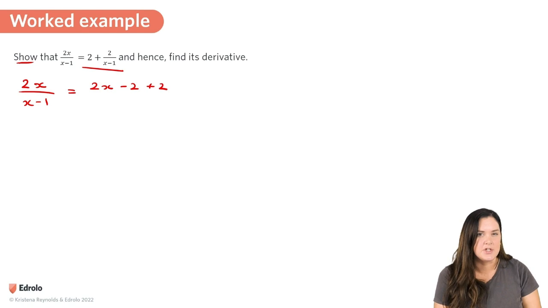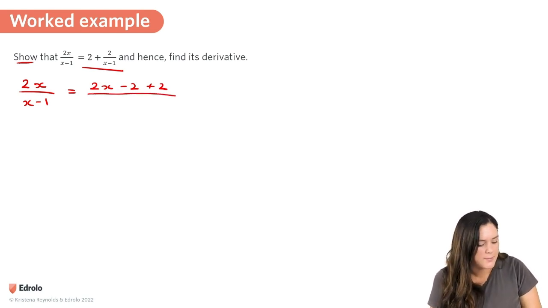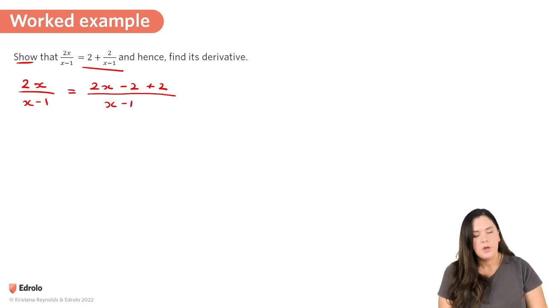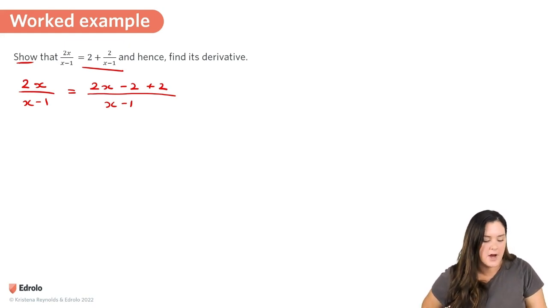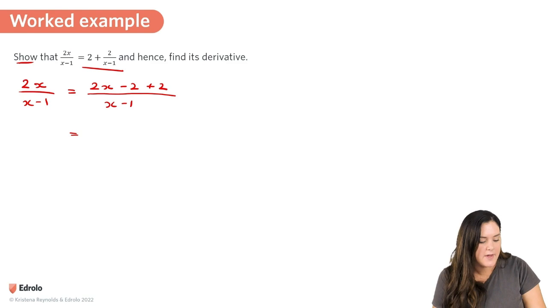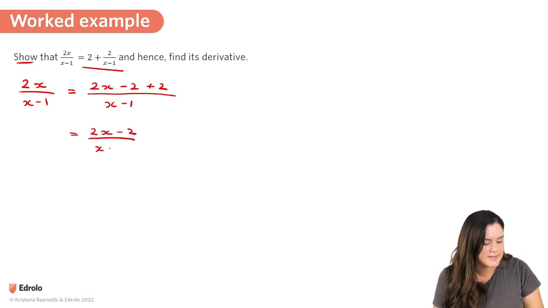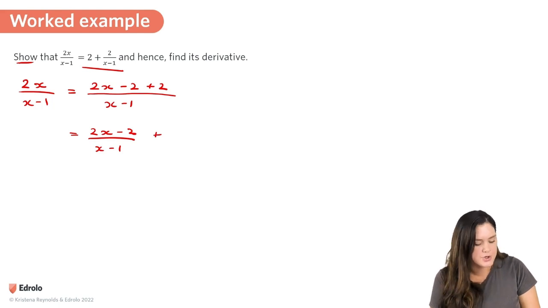So I'm not actually changing the value of anything. I'm just changing what it looks like. And then divide by x take away 1. What I can do from here is split the fractions. So I'm just going to have what I want on the left-hand side and then everything else on the right-hand side. So I'm going to keep that 2x take away 2, and you'll see why in a second. And that's divided by x take away 1. And then we've just got 2 on the right-hand side over x take away 1.